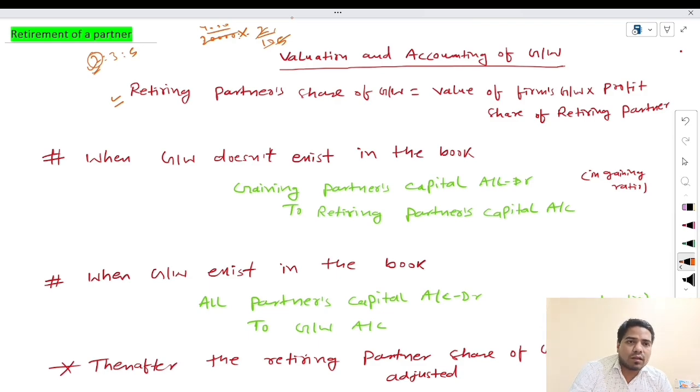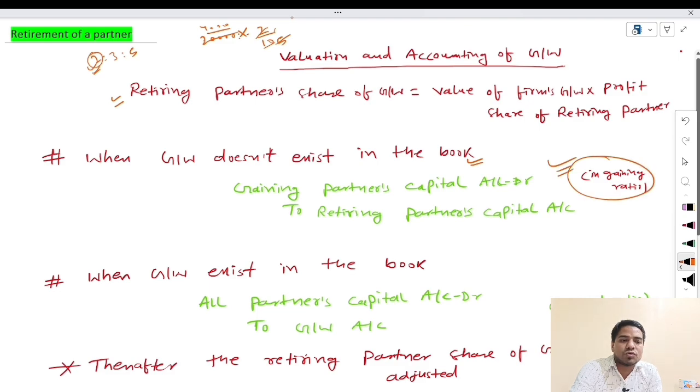After that, we have to check in the question whether book goodwill is given or not. If there is no book goodwill, meaning goodwill does not exist in the books, then what entry will we make? We have to make an entry: gaining partners' capital accounts debit to retiring partner's capital account. It means we have to calculate the gaining ratio, and after calculating it, those partners who are gaining will be debited, and the retiring partner will be credited. In which ratio? Gaining ratio, remember here.